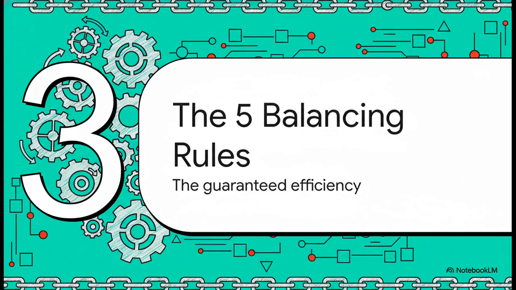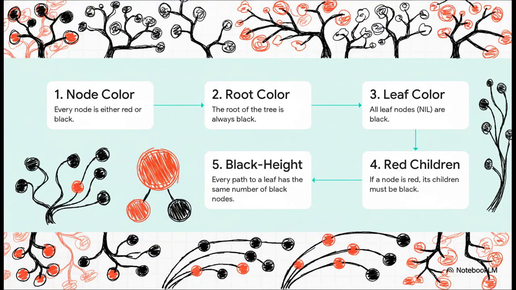So, what is this secret sauce? How do a few simple, non-negotiable laws create such a powerful performance guarantee? Let's find out. These are the 5 commandments, the rules that every single red-black tree has to live by no matter what. Now, they're all important, but pay close attention to number 4, no 2 red nodes in a row. And number 5, every path has the same number of black nodes. Those 2 are the real heavy lifters for keeping things balanced.